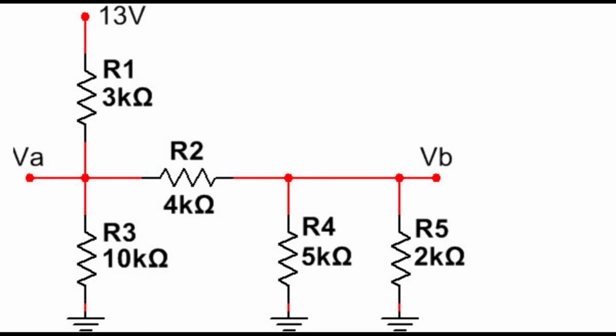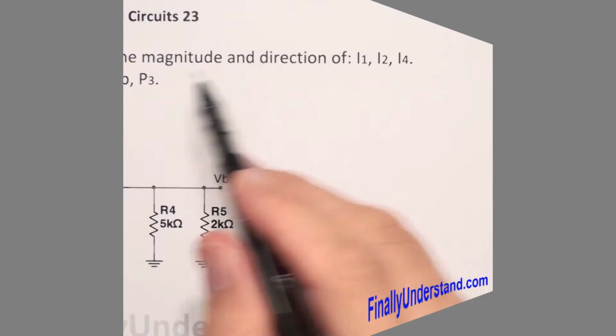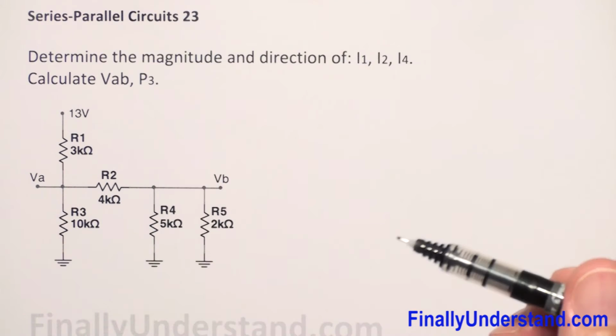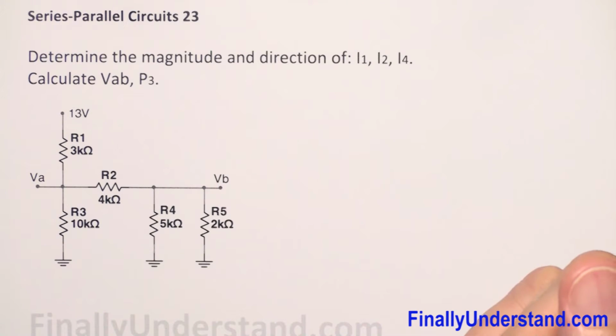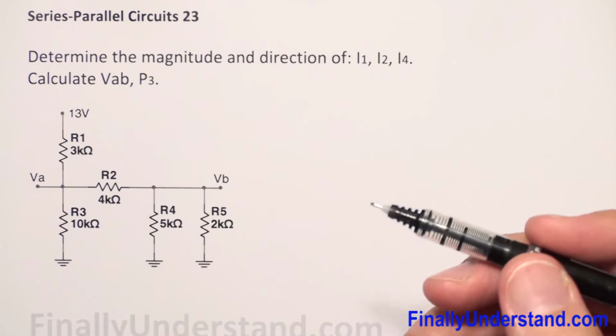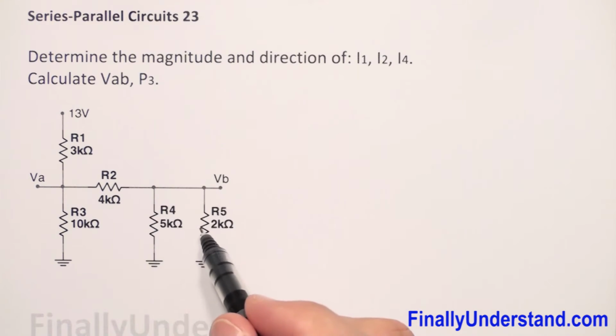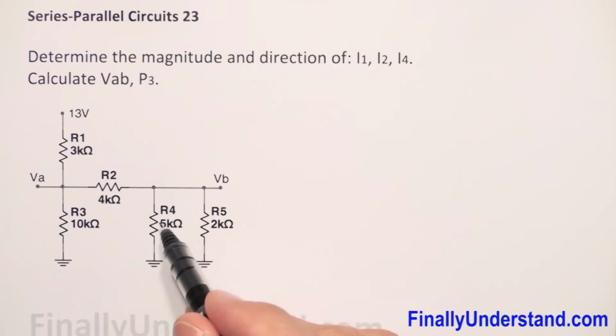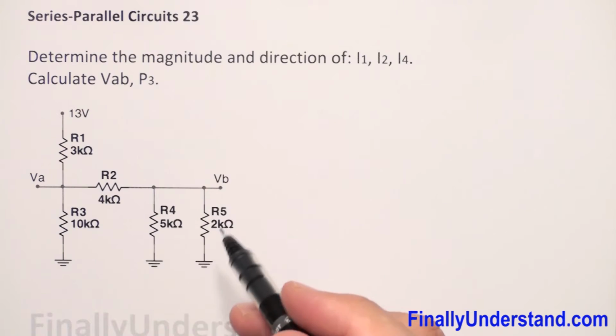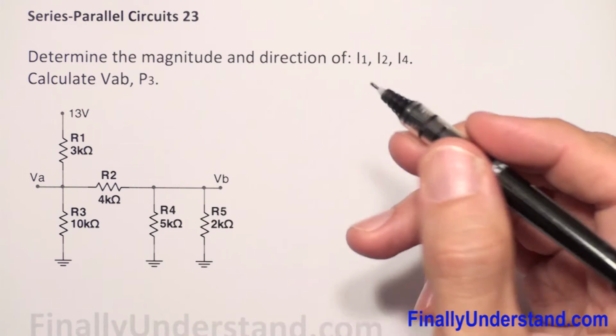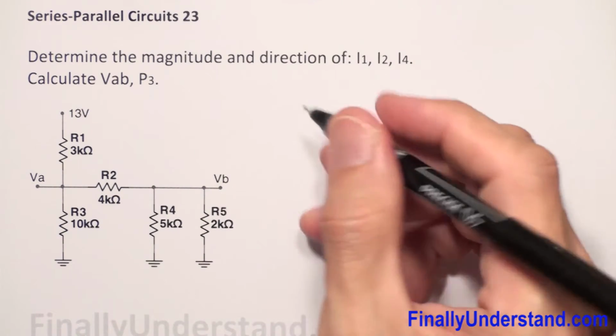We have another example. We're supposed to find the following currents, voltage, and power. So how are you supposed to start solving this problem? First of all, I would combine these two resistors together. Find the equivalent resistance, and simply let's do it.